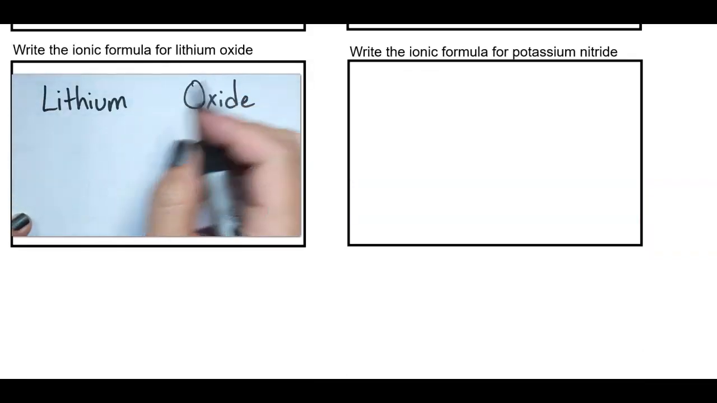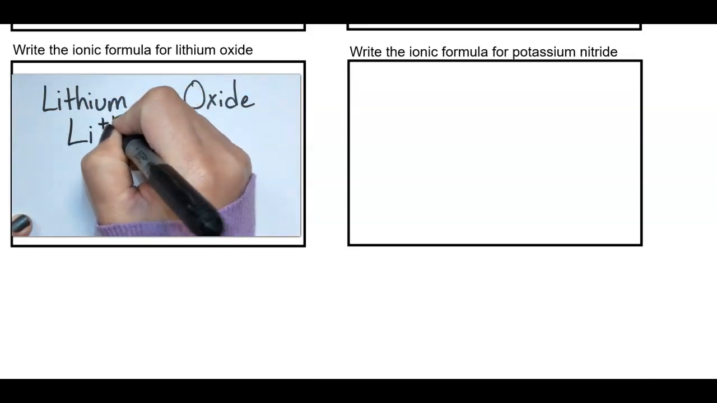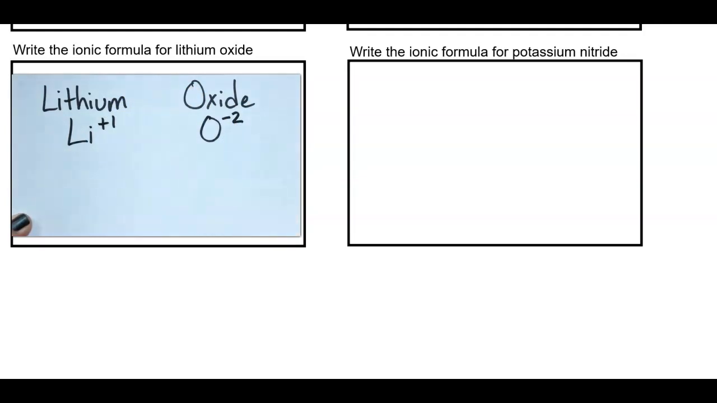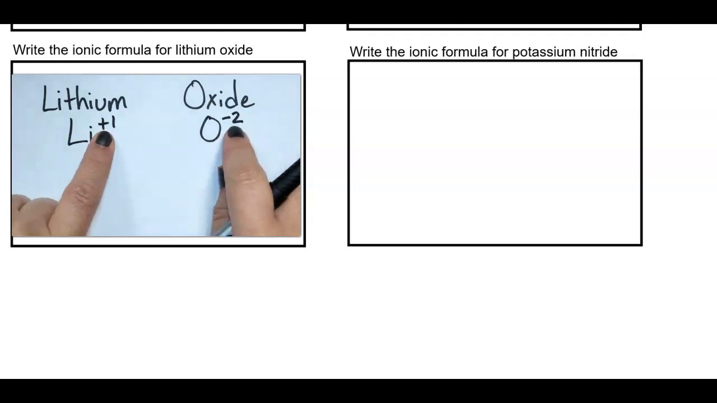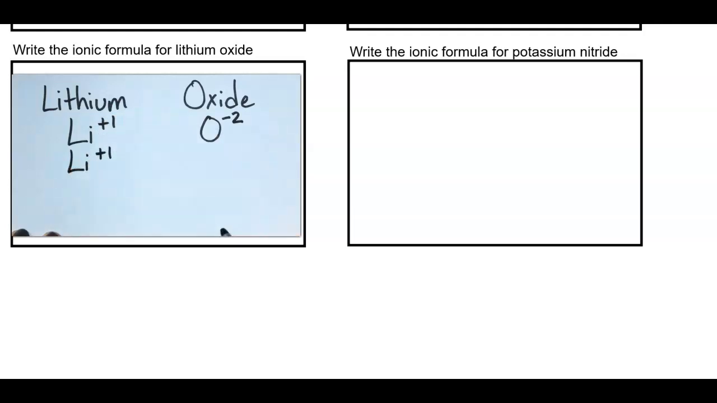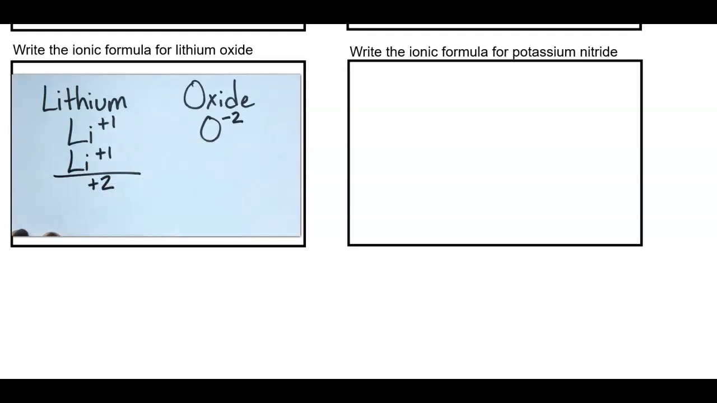Write the ionic formula for lithium oxide. Lithium is an alkali metal, so it'll have a +1 charge. Oxide is going to have a -2 charge on the periodic table. And now I want to balance out 1 and 2. And so I'm going to need another lithium with a +1 charge to give me that overall +2 total charge, which is going to be equal to the oxide's -2 charge.